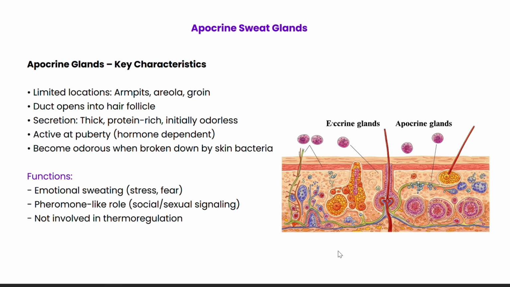Now, apocrine glands are a bit different. They are found in selective areas like the armpits and groin and only become active after puberty. Their secretion is thicker and rich in proteins. It does not smell at first, but when skin bacteria feast on it, that's when body odor kicks in. These glands do not help in cooling us down. Instead, they respond to emotional stress, fear, and hormonal stimuli. Some even suggest they may play a pheromone-like role in human behavior.